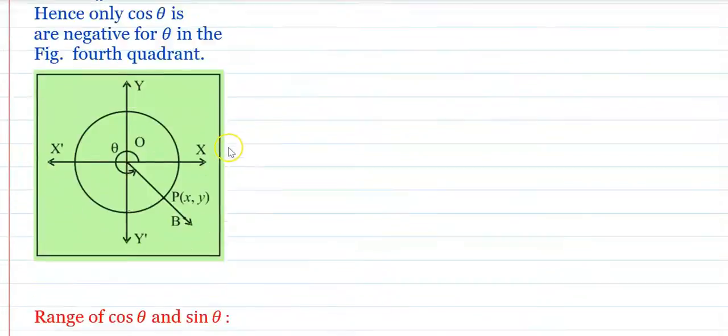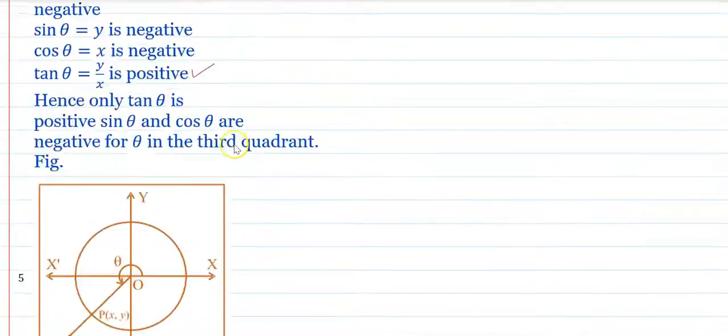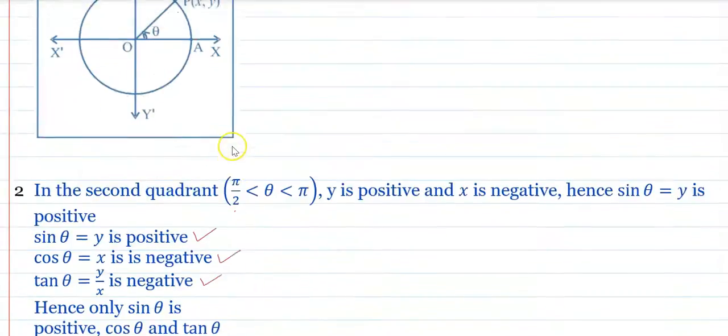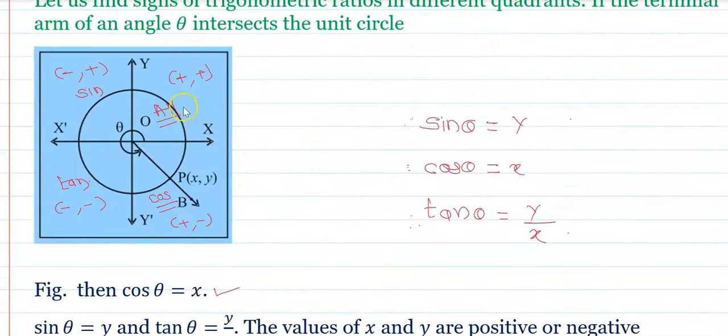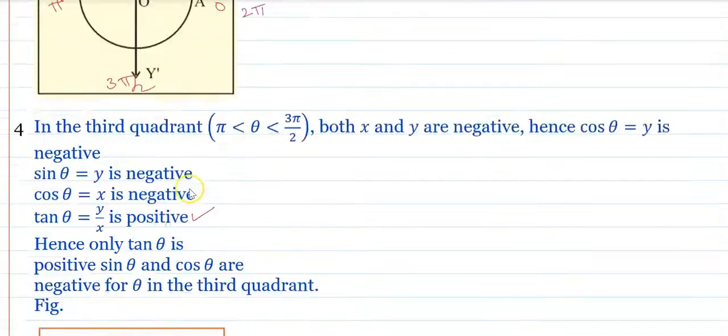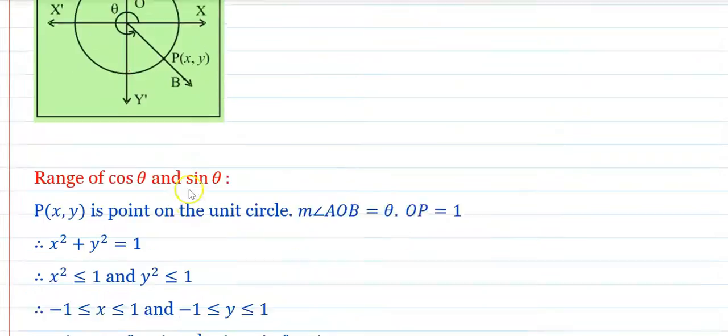So overall, if we want to remember it, that is, in the first quadrant all are positive, in the second quadrant sin is positive, in the third quadrant tan is positive, and in the fourth quadrant cos is positive. In this way you can remember.